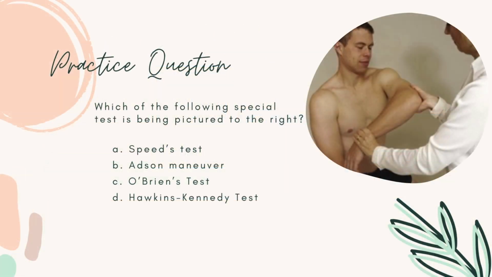Okay, finally down to the practice questions. Which of the following special tests is being pictured to the right? A, Speed's test. B, Adson maneuver. C, O'Brien's test. D, Hawkins-Kennedy test. I'll give you a moment to answer.